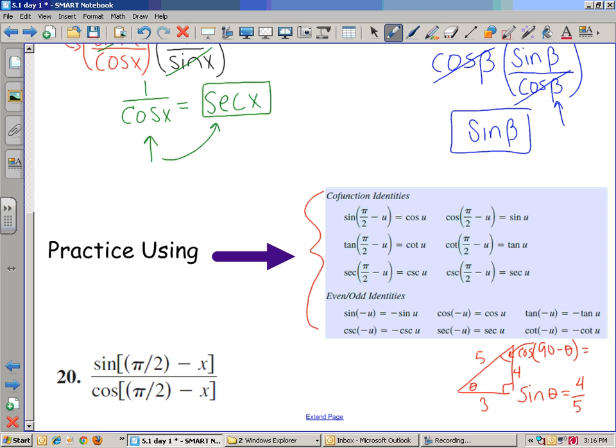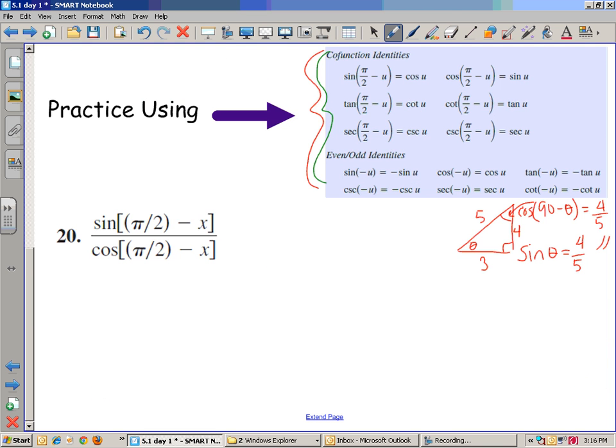And you went, oh, yeah, Ms. Collins, it's the same. Oh, yes, it is. It's exactly the same. So these cofunction identities right here are saying that without actually using numbers. Remember, we're not talking about values right now. We're simply talking about the identities.